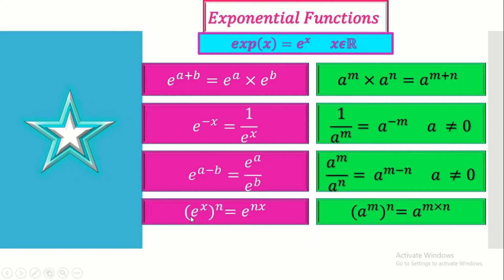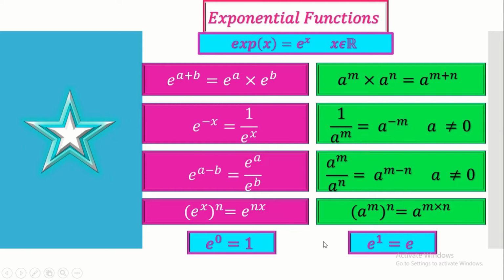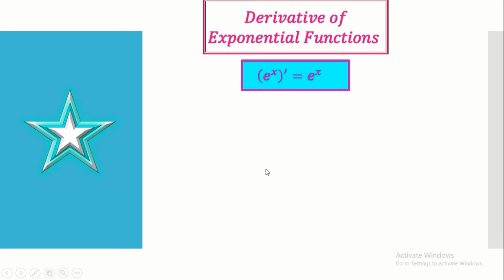Also, if we have exp(x) to the power n, we can write it as exp(nx). We multiply the powers, x and n. We have the rule a to the power m, all to the power n, is equal to a to the power m times n. Sure, more rules about power can be applied in exponential functions. We can have exp(0) equal to 1, and also e to the power 1 is equal to e. Exp(1) is e.